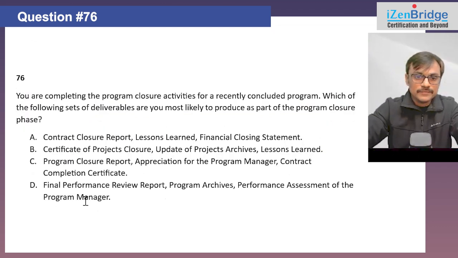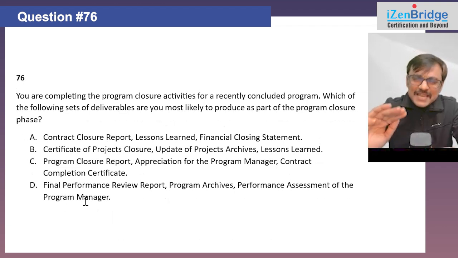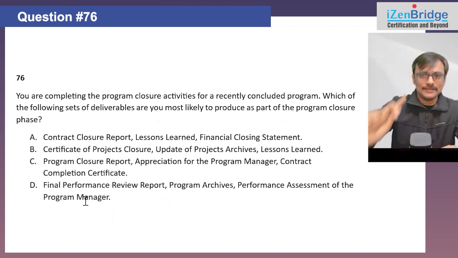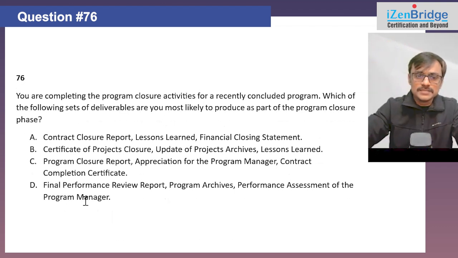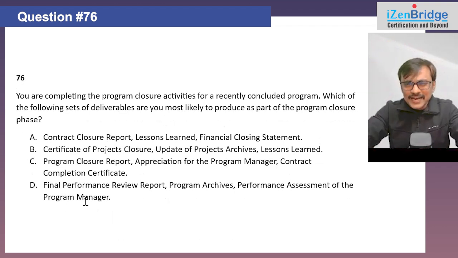Question number 76. You are completing the program closure activity for a recently concluded program. Which of the following sets of deliverables are you most likely to produce as part of the program closure phase? Same as the previous question, this can be handled with the help of your supporting activity understanding from the program management standard. It is just asking what kind of artifacts you produce when you finish as part of program closure.